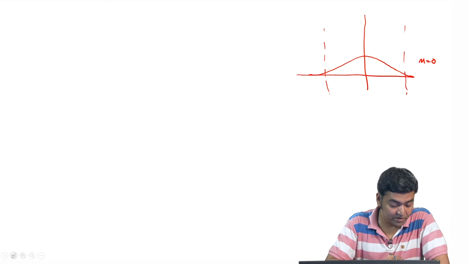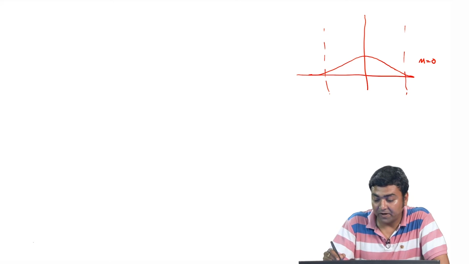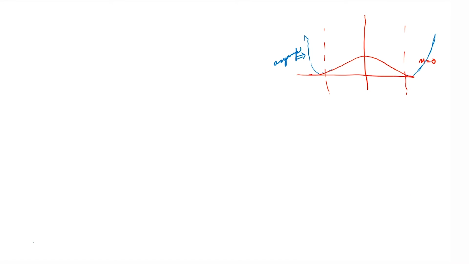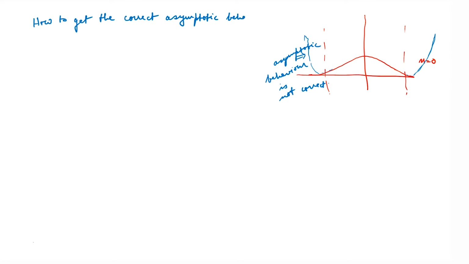But what the code actually gave you is that this part is fine, but after a certain point it starts blowing up, on both this side and this side. So, in other words, my asymptotic behavior is not correct. So, the question is how to get the correct asymptotic behavior. To achieve this, we will perform 2 integrations. So far we have been performing just one integration, starting from x equals 0 to x max. Now, we will perform 2 integrations.